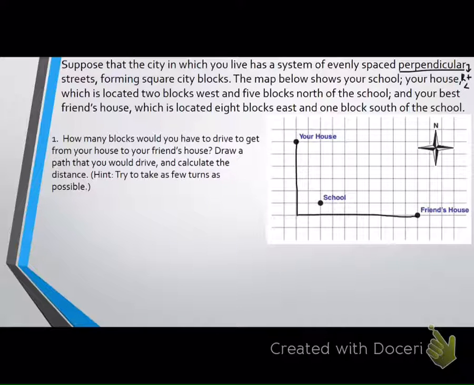Each one is called a block. That will be our unit, a block. You can talk to the people around you.